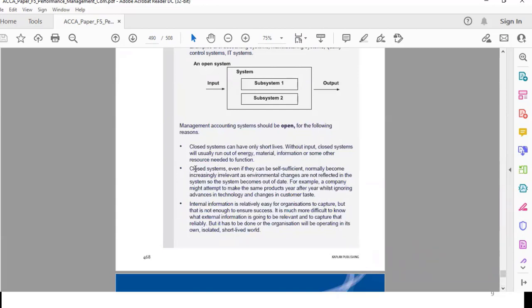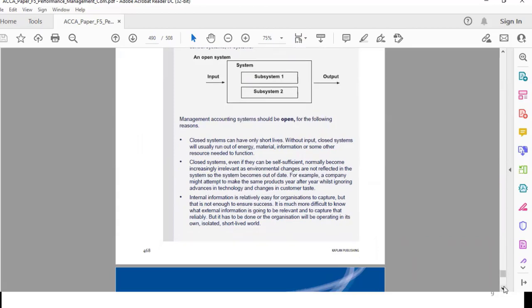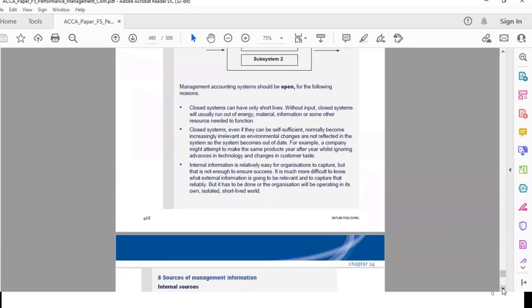Closed systems have short lives. Closed systems, even if they are self-sufficient, normally become increasingly irrelevant as environmental changes are not reflected in the systems, so the system becomes out of date. So these are some of the common points that are covered in this chapter.